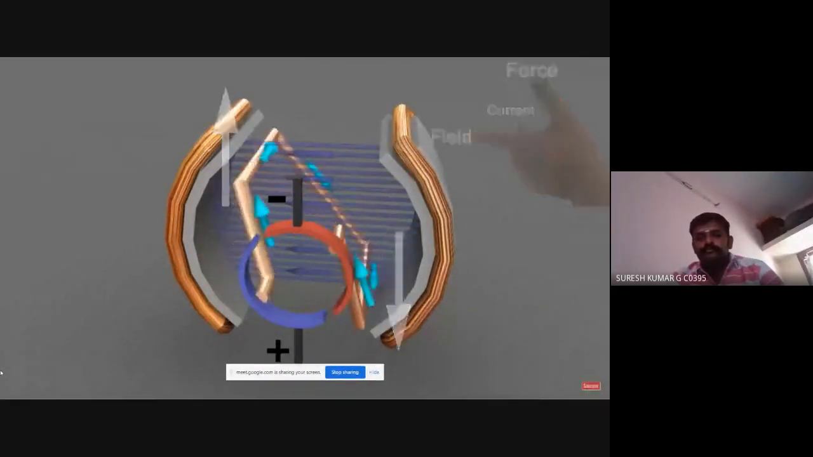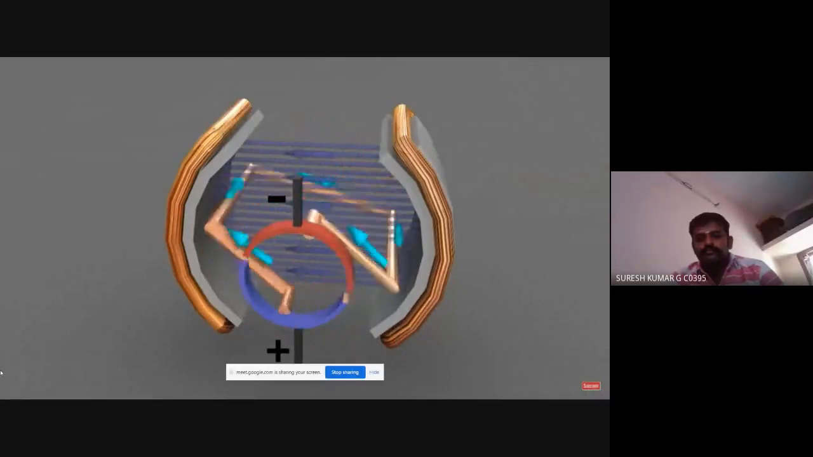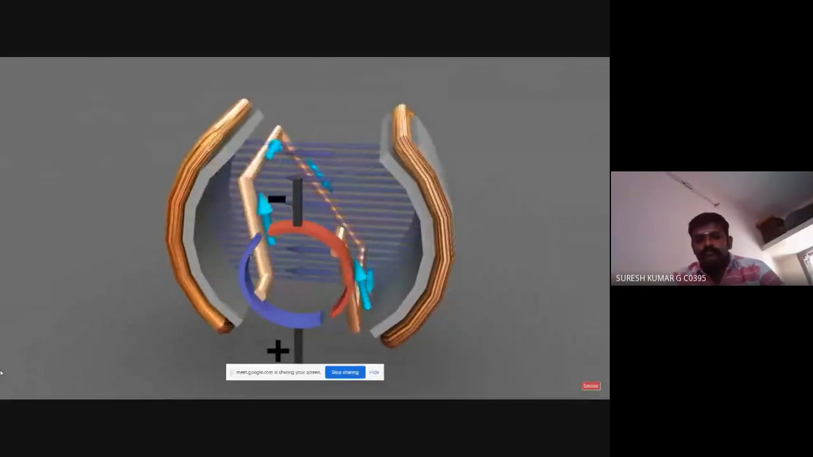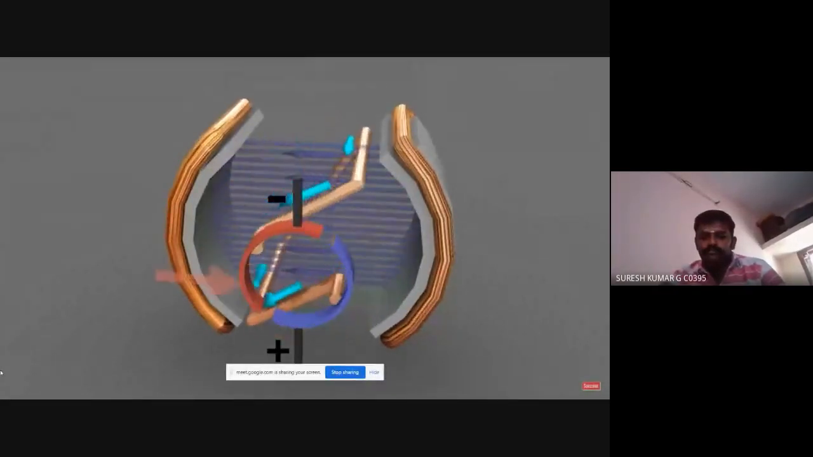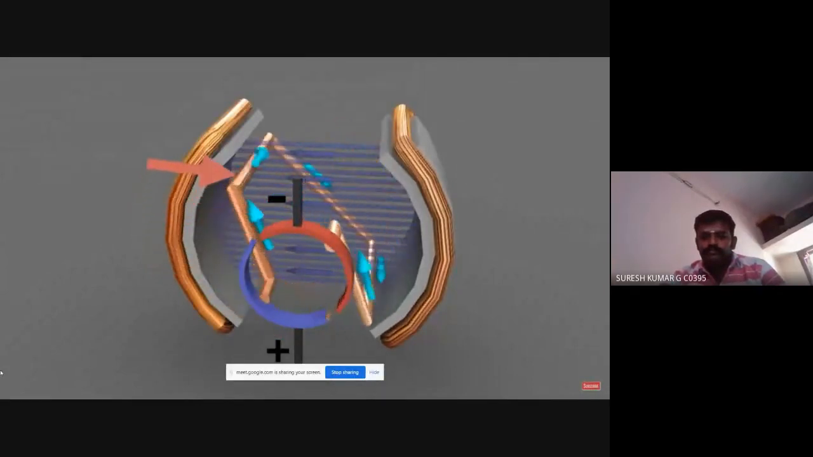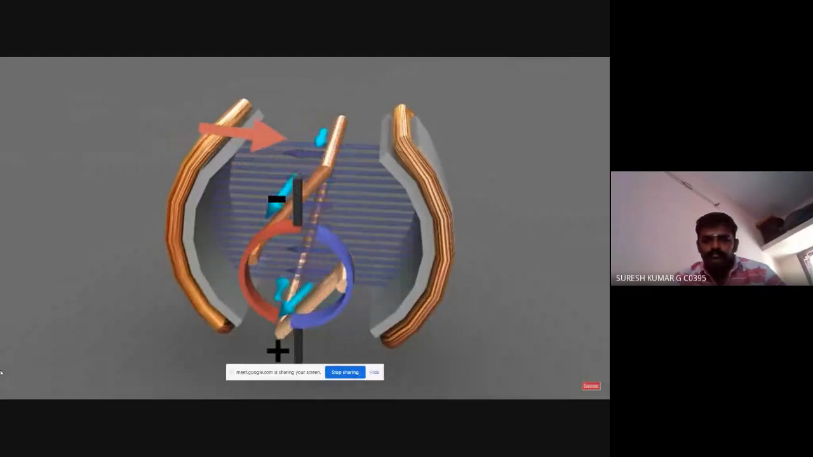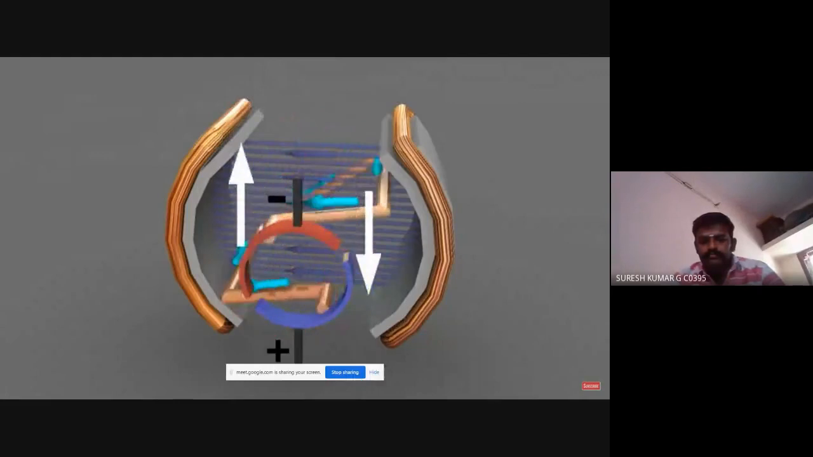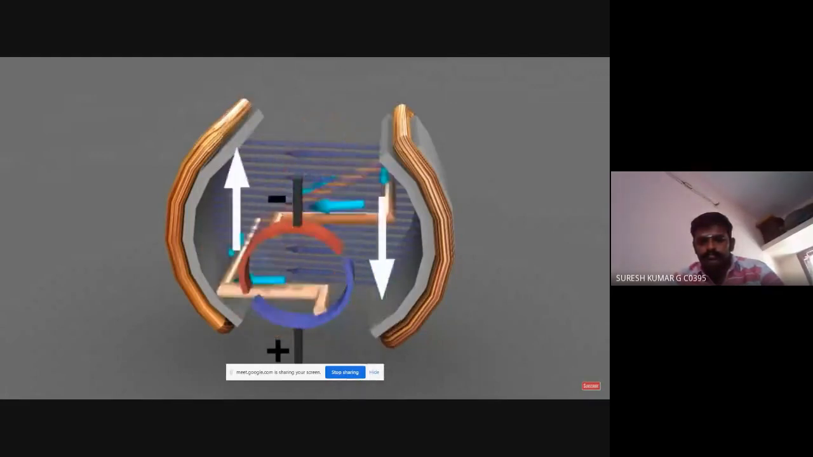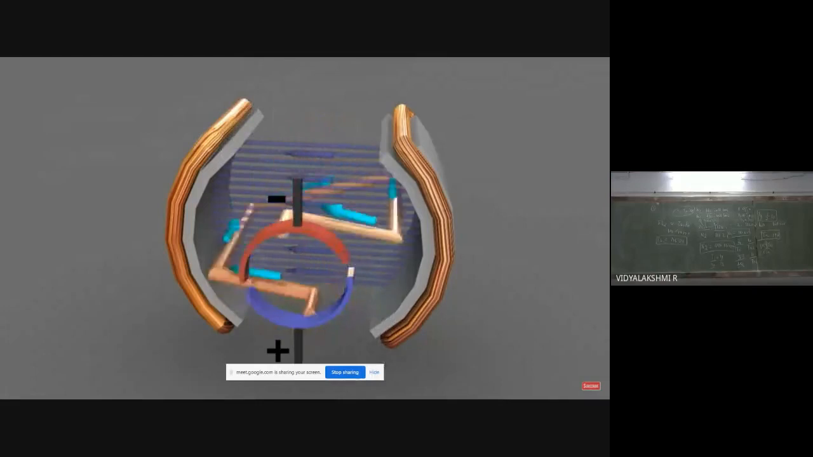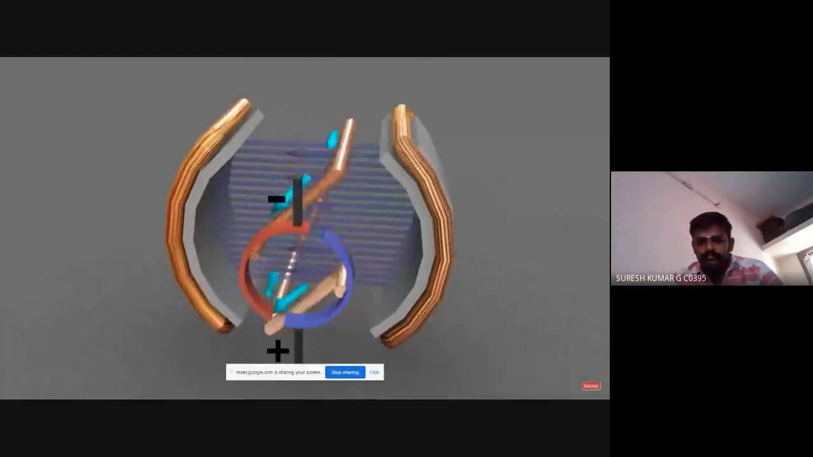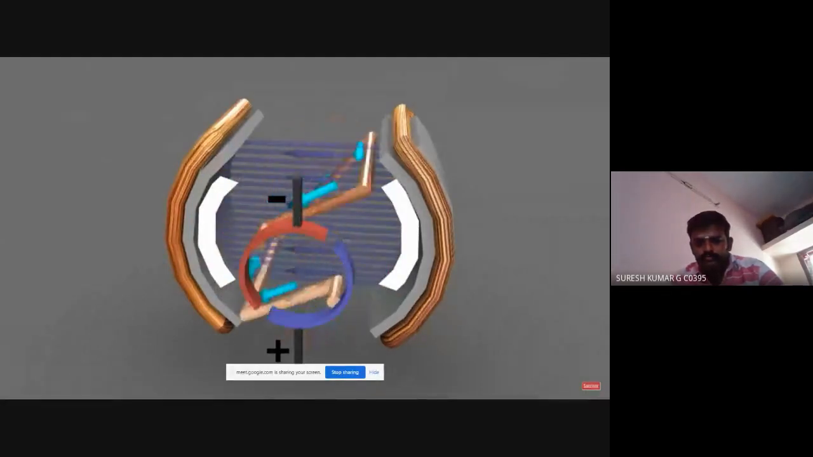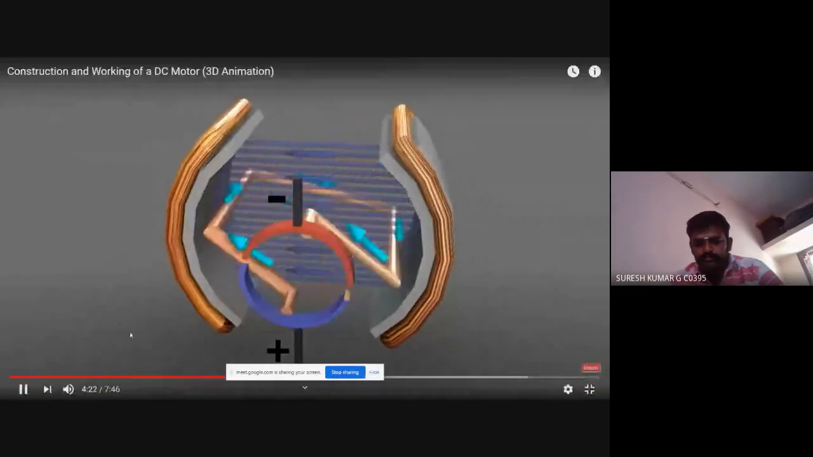During the rotation of the loop, we can find that commutator segments come in contact with brushes of opposite polarity one by one. This way, the conductor on the left side always carries current in this direction and on the right side in the opposite direction. This helps to maintain continuous rotation of the coil. We can also find that the magnitude of force on the coil is maximum in this region. After that, the magnitude reduces considerably. This causes uneven torque and movement of the rotor.